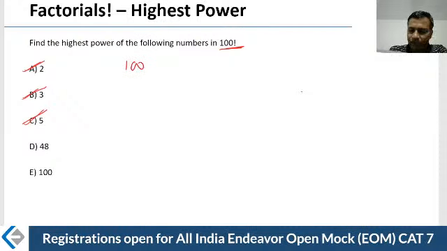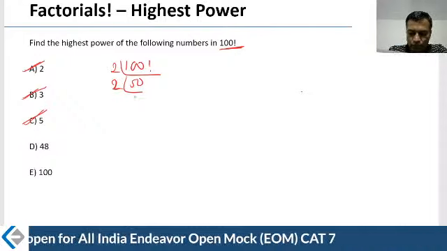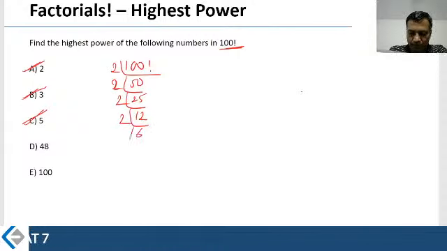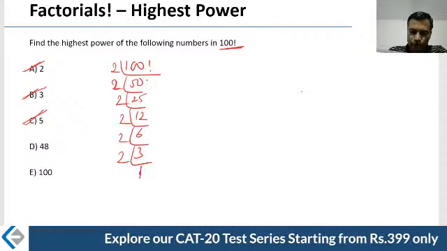You took 100 factorial. The factorial symbol you ignore. Divide by 2: 50 times, 25 times. Don't change this 2 because you're finding the highest power of 2. 2 is static. 25 times, 12 times, and so on: 12 times, 6 times, 3 times, 1 time. All right, that's what you do. Add up these numbers.